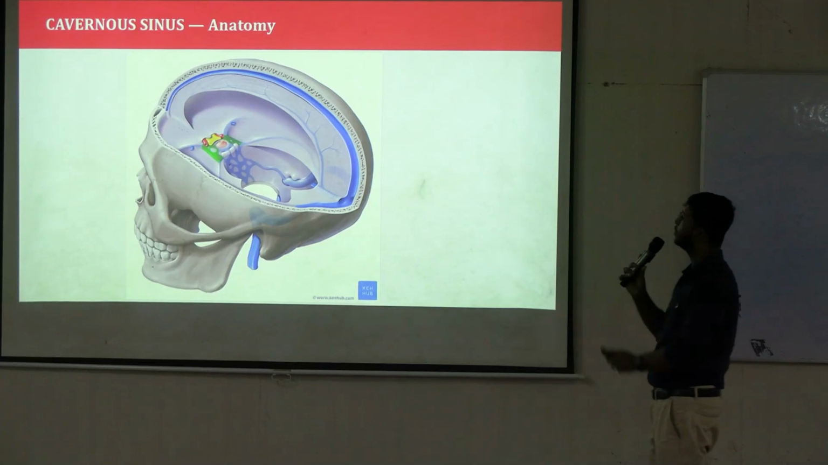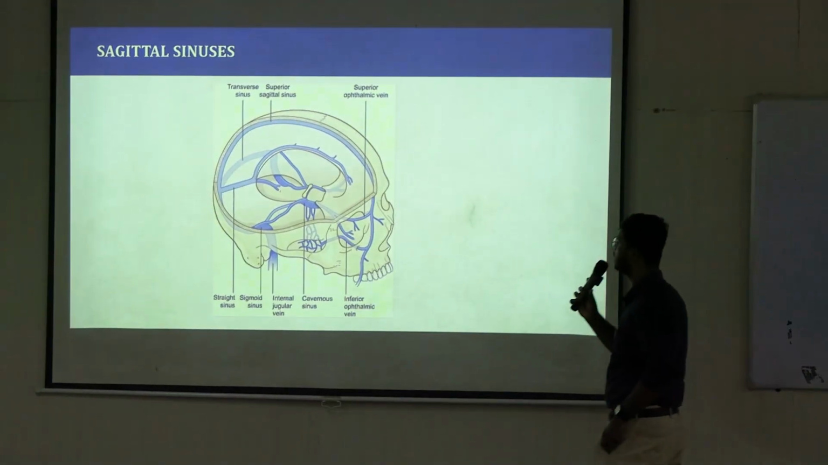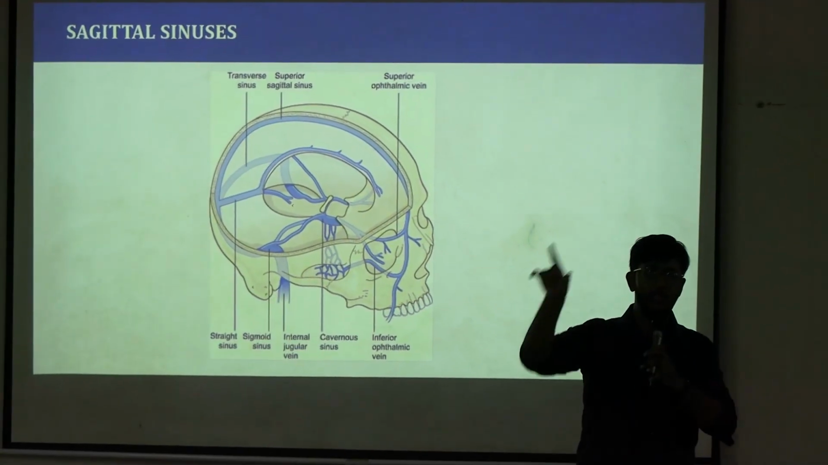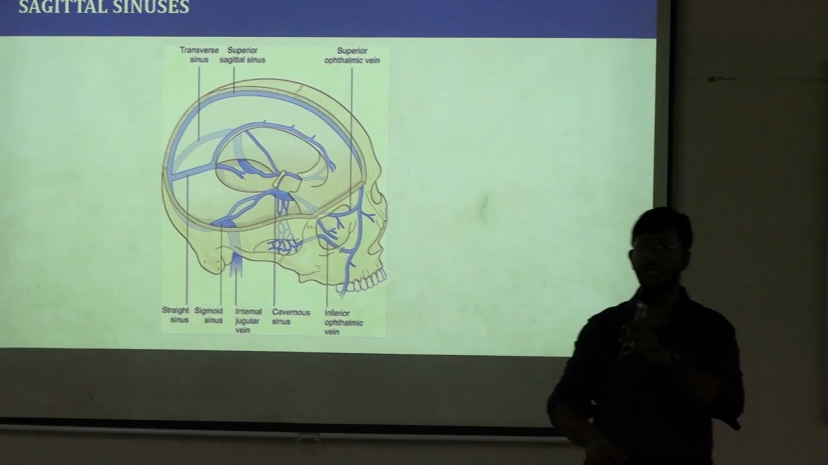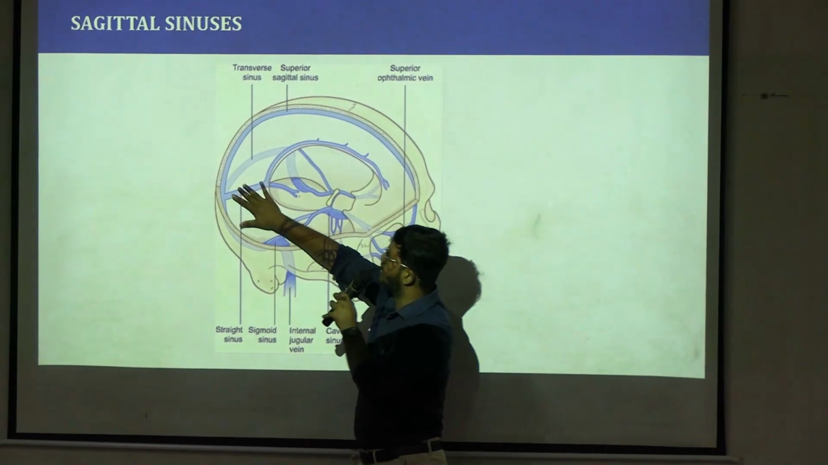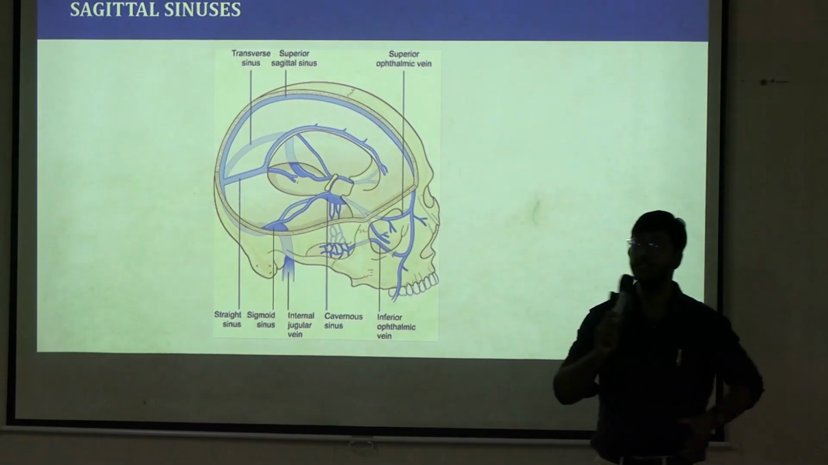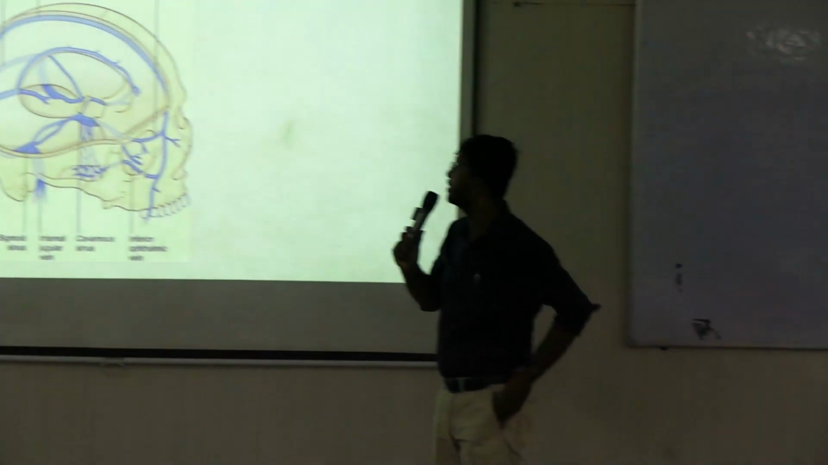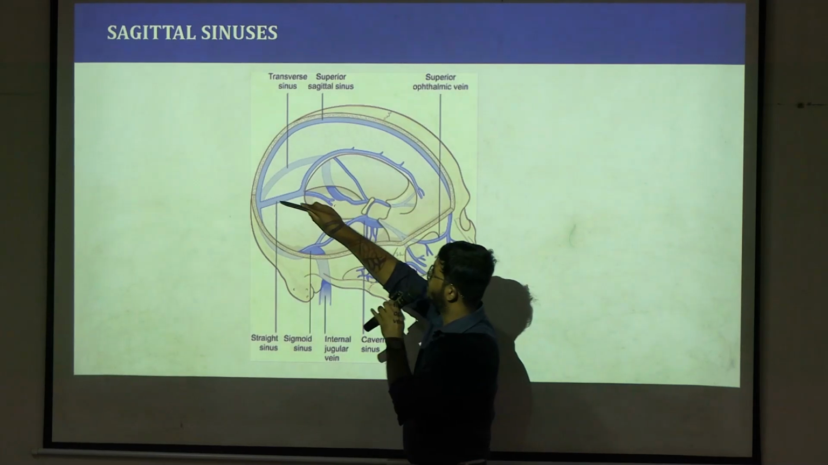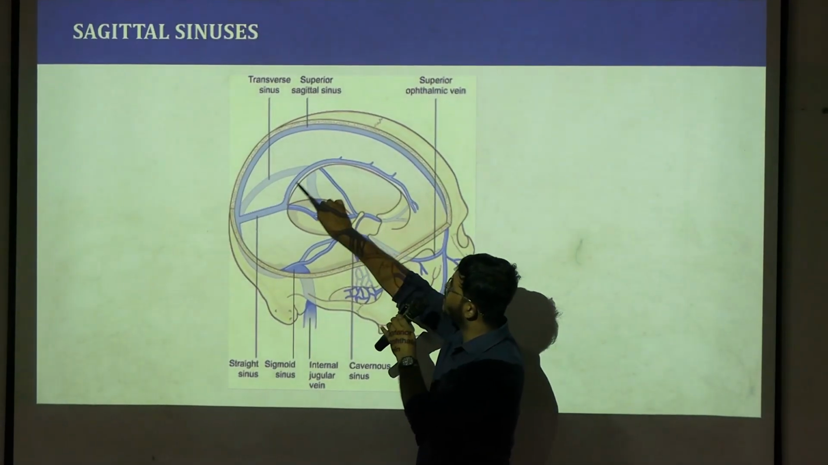Before going to the cavernous sinus anatomy, let us see this structure. This is the whole venous supply of the brain. This blue structure together forms the venous drainage of the brain. This is the falx cerebri, this white part demonstrates the falx cerebri. Here you can see the superior sagittal sinus above, and inferiorly you have the inferior sagittal sinus.